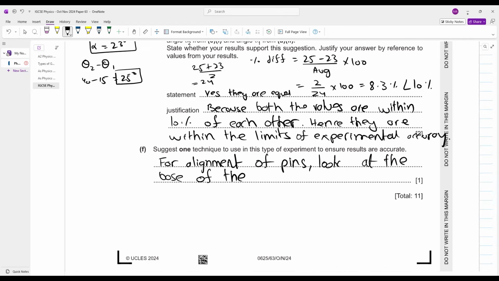Simple. आगे बढ़ते हैं बेटा. For the alignment of pins, look at the base of the pins.